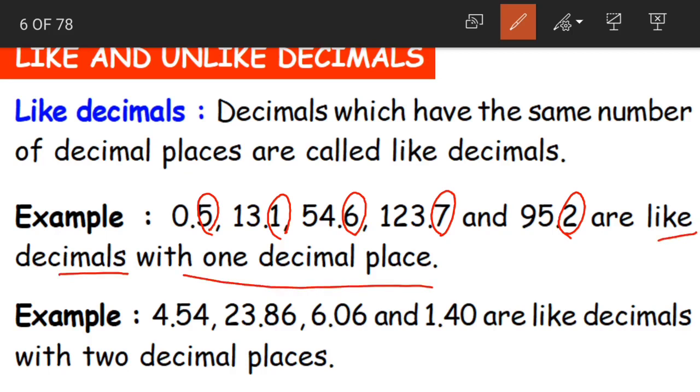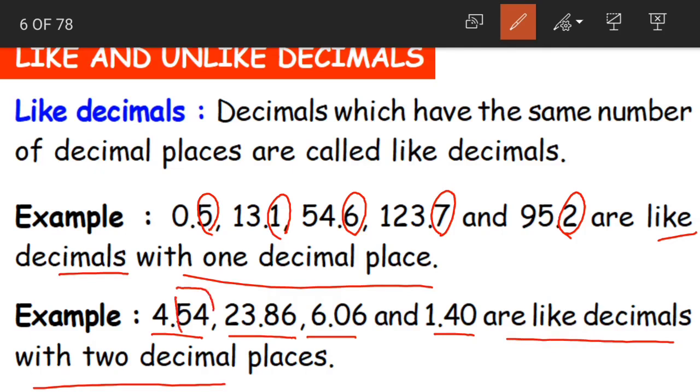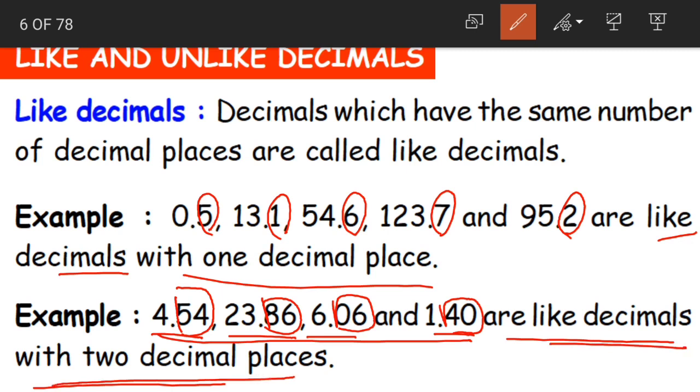If you look at another example here, 4.54, 23.86, 6.06 and 1.40 are like decimals with 2 decimal places. Yes children, how many decimal places do we have? We are having 2 decimal places. Yes, after the decimal point, all the given decimals are having 2 decimal places. So these will be our like decimals with 2 decimal places.